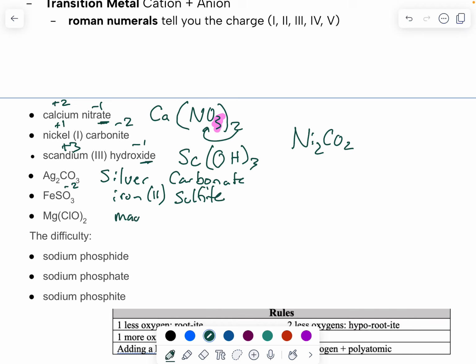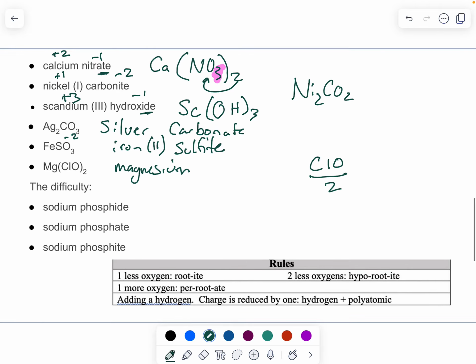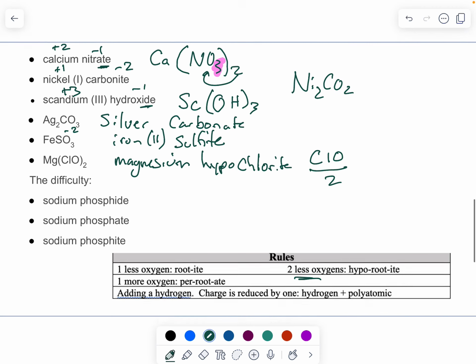Mg is magnesium. Now this one's a hard one because ClO is your polyatomic ion. It's happening twice, but ClO is what I'm naming. ClO is actually 2 fewer oxygens than chlorate. So this is hypochlorite, which is challenging for most people. No Roman numeral needed though because it's magnesium.